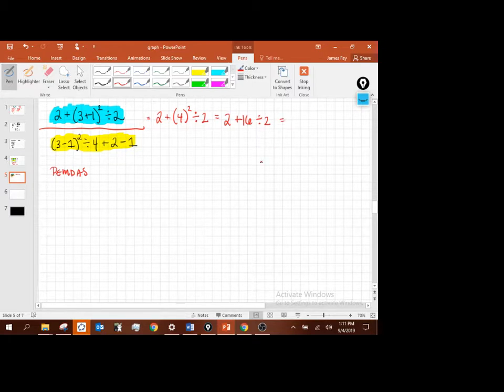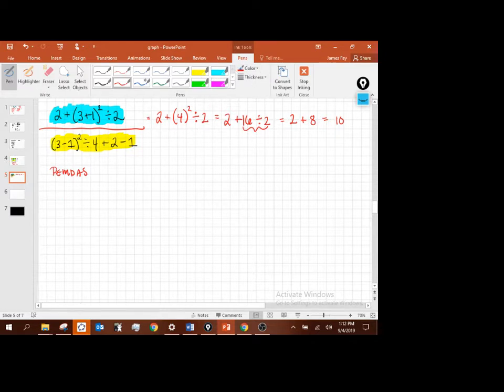Now, do you do the 2 plus 16, or do you do the 16 divided by 2 first? 16 divided by 2. So it's going to give me, this 2 stays. That first 2, I didn't do anything with that. 16 divided by 2 turns into an 8. So there's where we get 10, right? So that top turns into just 10. So this blue stuff is just a weird way to give you the number 10.